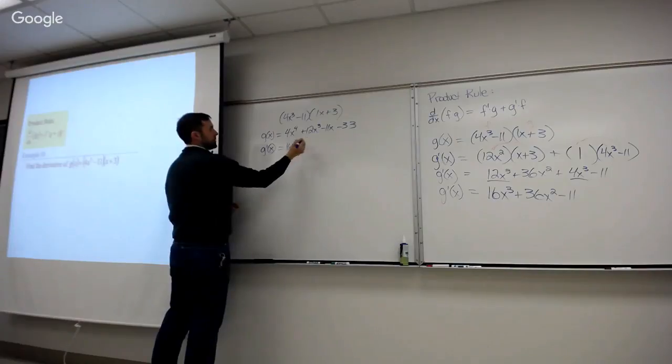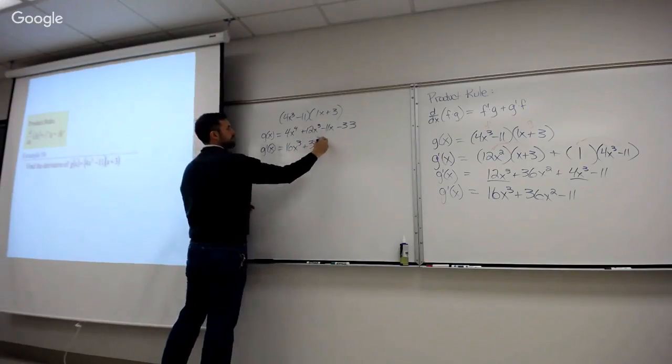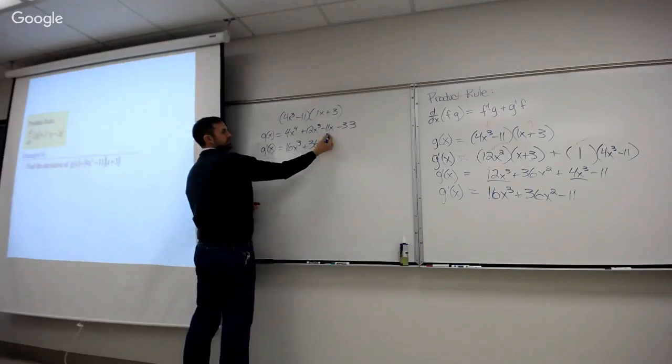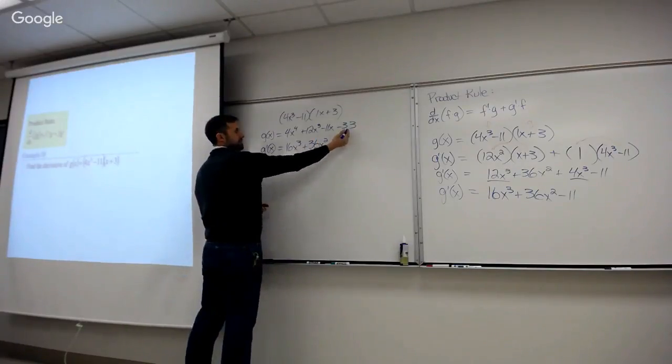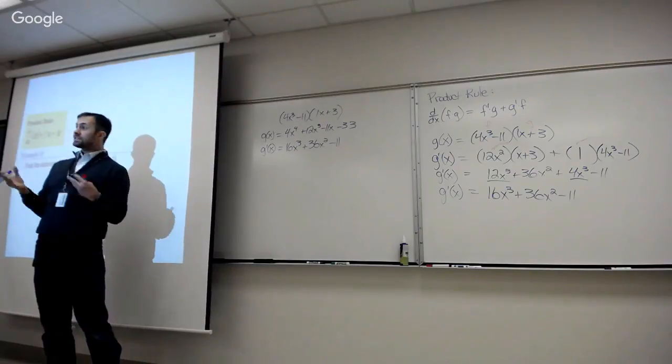16x cubed. And what's the derivative of 12x cubed? 36x squared. And what's the derivative of negative 11x? Just minus 11. And what's the derivative of negative 33? 0. Did we get the same answer? Yeah. So that's nice. That's nice.